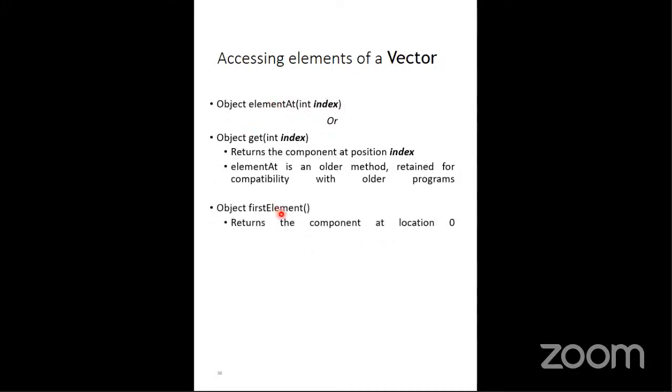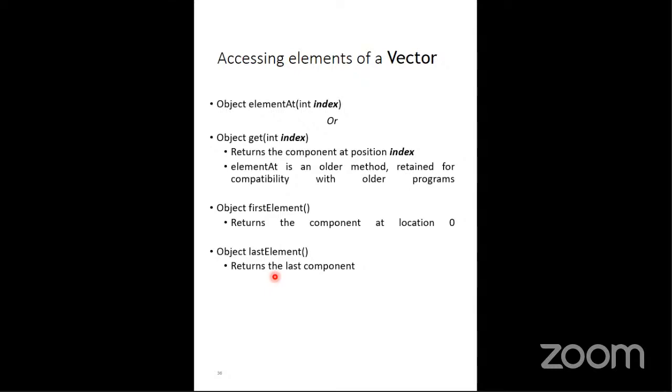All right, the firstElement method returns the element from position 0. Similarly, we have a lastElement method, which returns the last element of the vector. So you may not know the size of the vector. You don't know what the last element is.